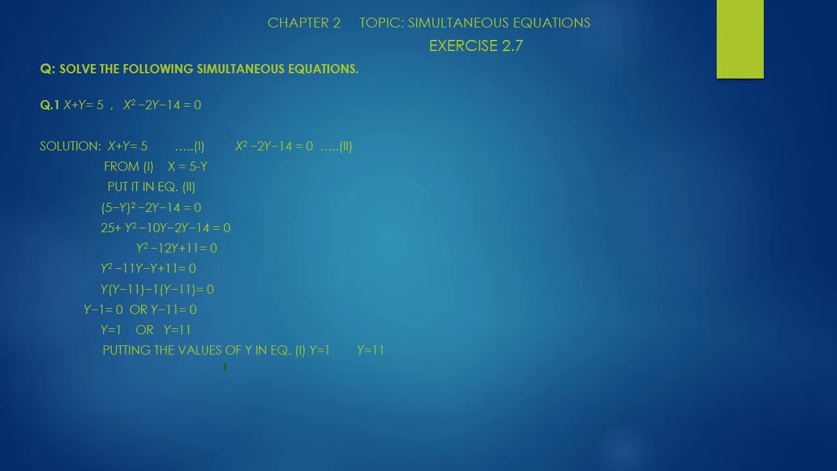Putting the values of y in equation number 1, y is equal to 1 and y is equal to 11. Equation number 1 is x plus y is equal to 5. So putting the values of y, which are 1 and 11, x plus 1 is equal to 5 or x plus 11 is equal to 5. X is equal to 5 minus 1 or x is equal to 5 minus 11. X is equal to 4 or x is equal to minus 6. So the solution set is (minus 6, 11) and (4, 1). Question number 2 is similar to question number 1, so it is your assignment.